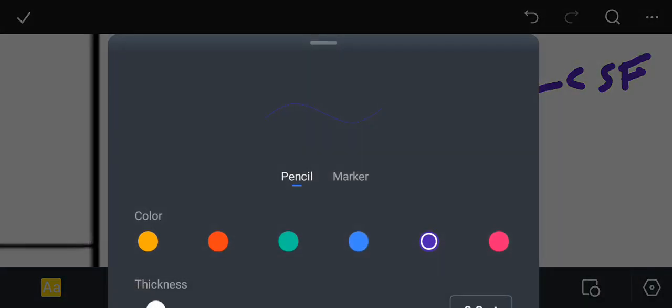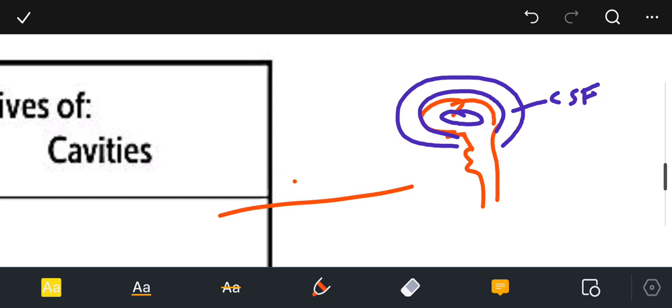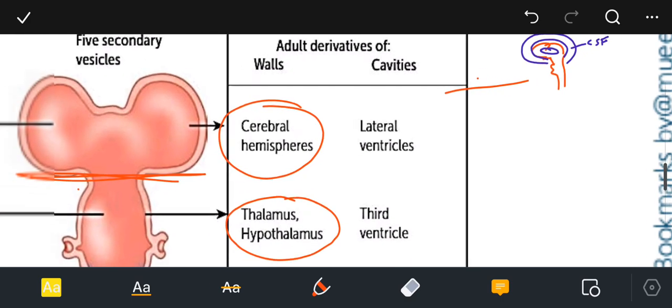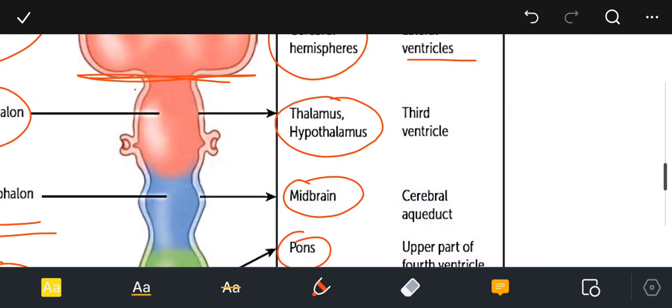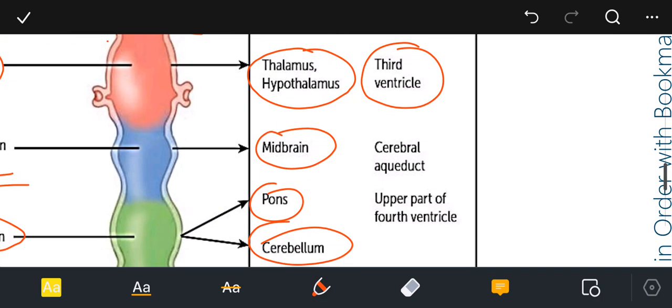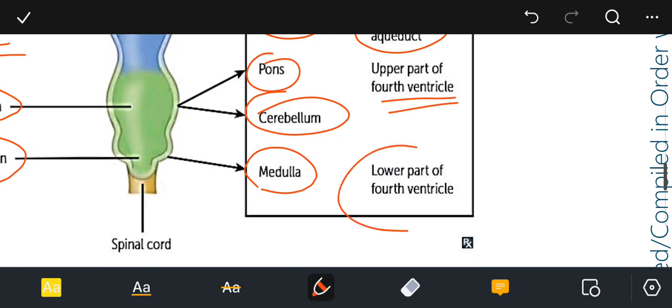Now let's move on to our discussion about the ventricular cavities. As I told you before, each area of the brain has a separate ventricular cavity. For the cerebral hemisphere, the cavity is the lateral ventricle. For the diencephalon, the thalamus and hypothalamus, the cavity is the third ventricle. Then the cerebral aqueduct is the cavity of the midbrain. The pons and medulla have the upper part of the fourth ventricle, and the lower part of the fourth ventricle is present in the medulla. We'll see all this ventricular system in detail later on.